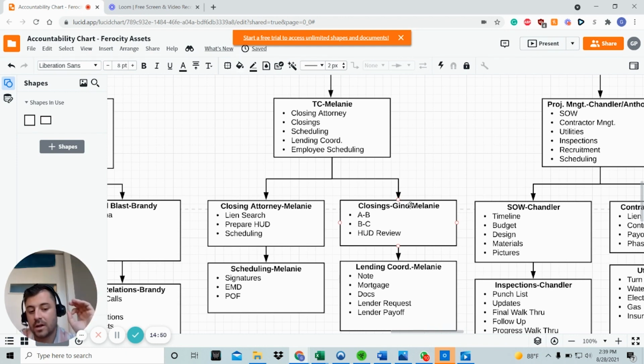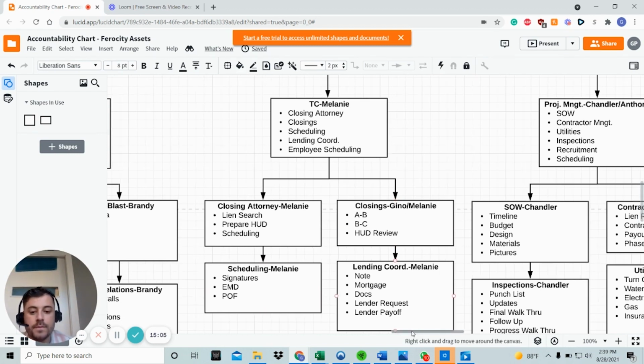Her job is she's accountable for that. With me, scheduling, that's with EMD, proof of funds from seller buyers if we need it. Lender coordination, her job is to go with our lenders that we get, our private lenders, and just tell them, hey, look, we need to have this loan closed at this time. She gets paid $3K with $100.